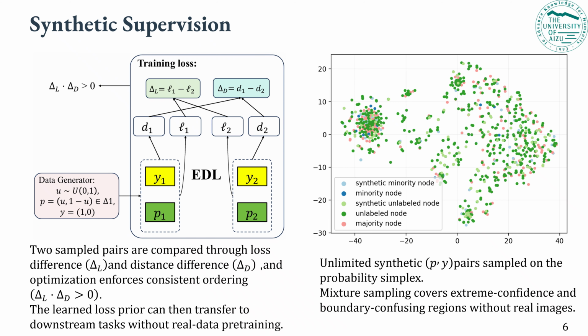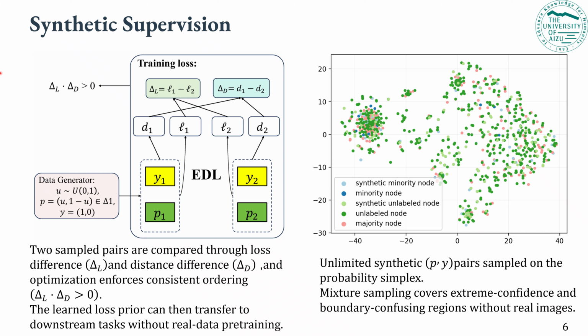Now let me explain synthetic supervision. EDL uses synthetic prediction label pairs P and Y. Here P is a probability vector and Y is the one hot label. For binary classification, P can be sampled between 0 and 1. For multi-class classification, P is sampled on the probability simplex. We also cover important cases, such as extreme confidence predictions and boundary confusing predictions.